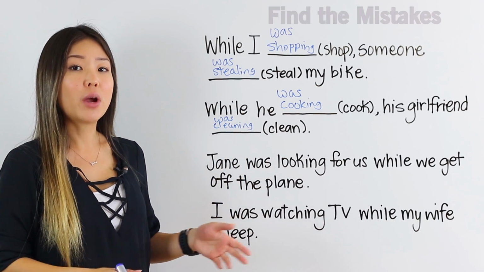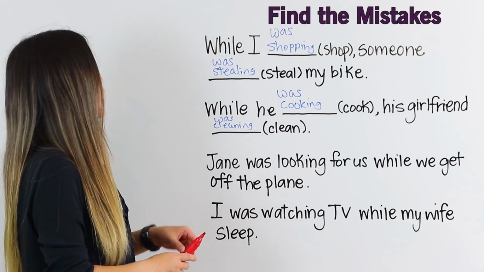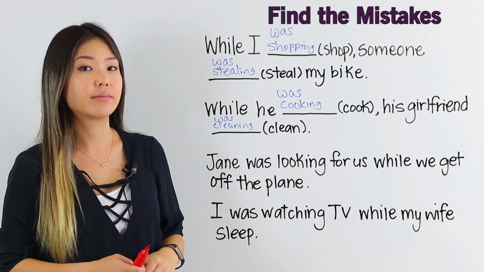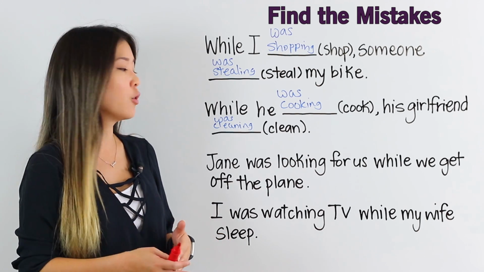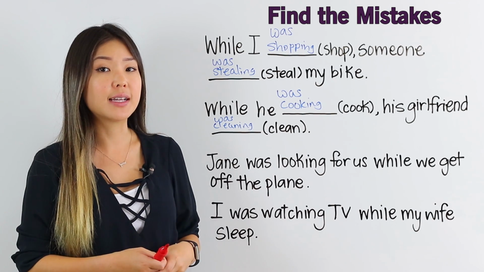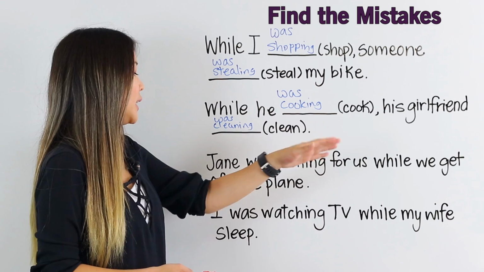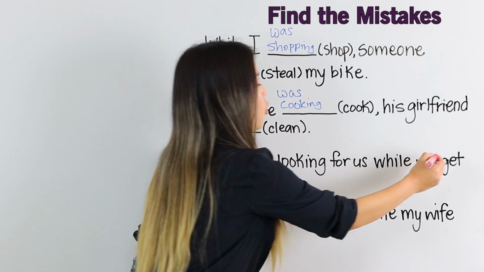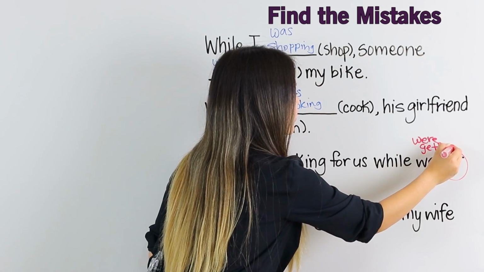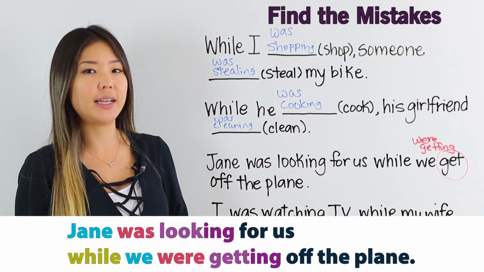Let's move on. Try to find the mistake in the next sentence. Jane was looking for us while we get off the plane. The first part of this sentence is correct. Jane was looking. Now, the second part of the sentence, notice it's not in the past continuous tense. While we get off the plane. So, what we need to do is say, were getting. Jane was looking for us while we were getting off the plane.